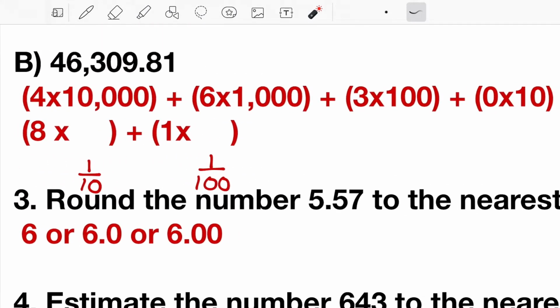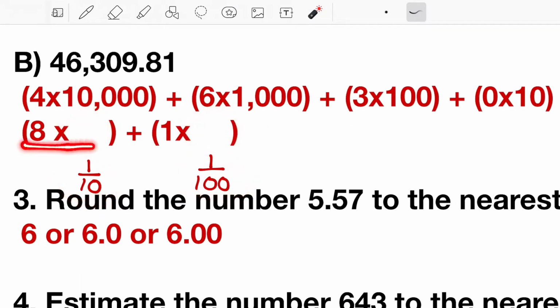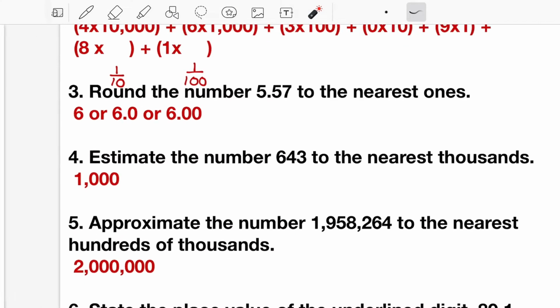For some reason this has been shifted. This should really be here, and this should be here. So this is 8 times 1 over 10, or 8 times 1/10, and this here is 1 times 100. Number 3.